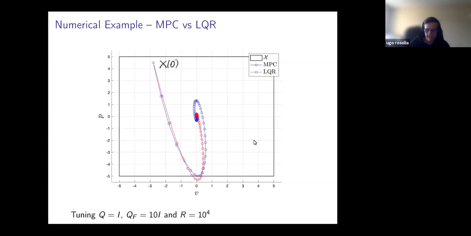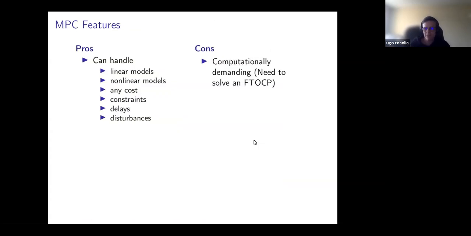Okay, so looking at this example, it seems that we have fixed our problem. We managed to compute a control policy for a constrained system. As we have just discussed, we can handle linear and nonlinear models, any kind of cost, constraint, delay, and disturbances. The only requirement to apply these strategies is that we need to solve a finite time optimal control problem at each time step. This is also the drawback of this strategy, because this might be computationally demanding.